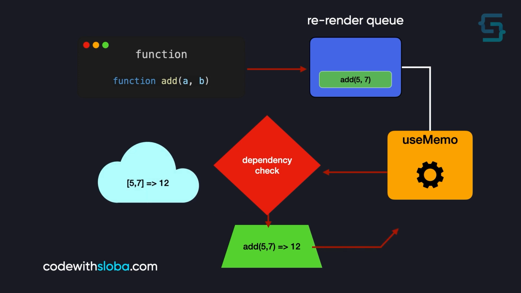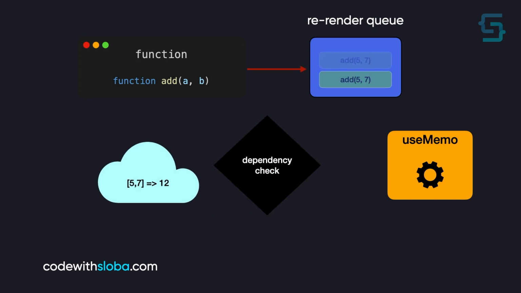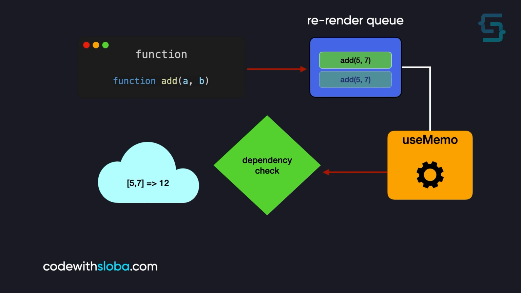So next time, when re-rendering starts, again we are calling the useMemo hook and it's checking the dependencies again. And if this time dependencies are same as on previous re-rendering cycle, it doesn't execute the function. It just returns result from the cache. So let's see how we can implement this.